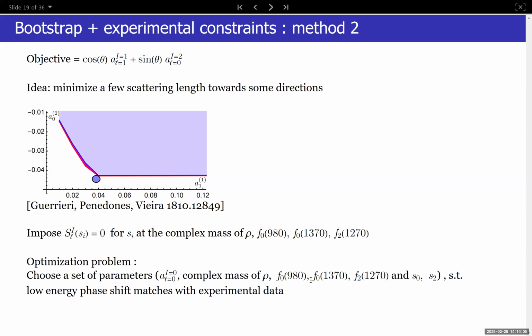By doing this, they fixed some other parameter, so this is a slice of the allowed region, and the experimental data is roughly at this point. So another idea to construct a unique S matrix is to minimize those coefficients towards a certain direction to get a unique solution. Basically, we go to the boundary of the allowed region.